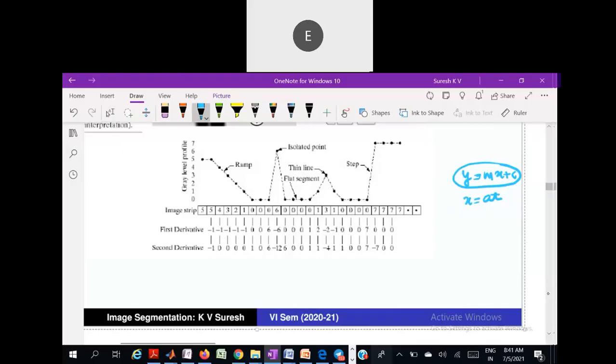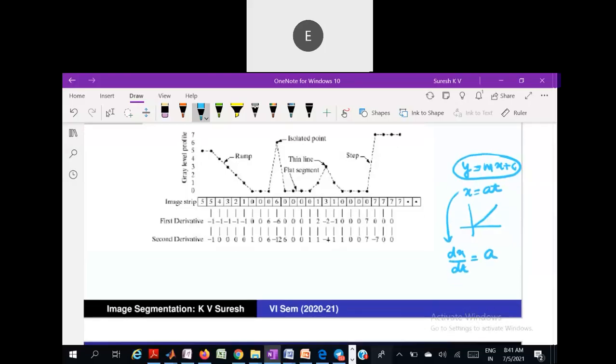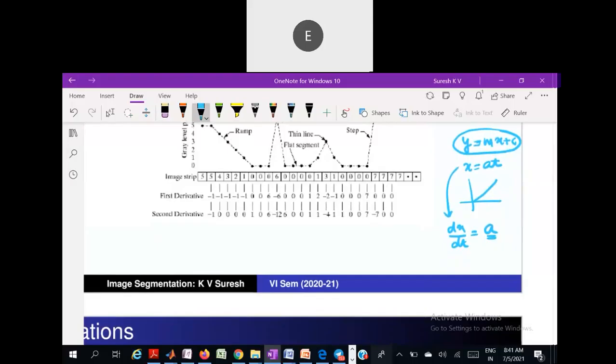x is equal to at means it looks something like this. This is x is equal to at, where a is the slope. Now if I differentiate this with respect to t, what is dx by dt? It is a, correct? Now a means it is constant. That is exactly what you see here.